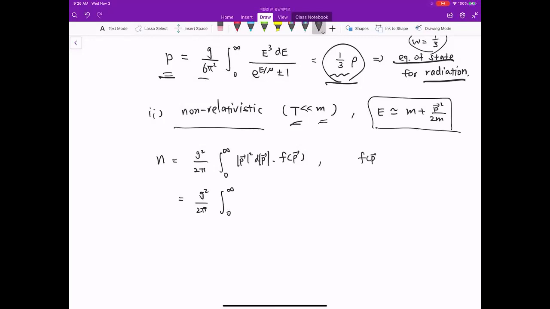For the non-relativistic limit, the phase space distribution is given by this expression with plus or minus, and here the energy is much larger than the temperature. The rest mass is larger than the temperature, so as a consequence, the energy is much larger than the temperature. So this phase space distribution can be approximated to the Maxwell-Boltzmann distribution. With that approximation, you can rewrite the number density.